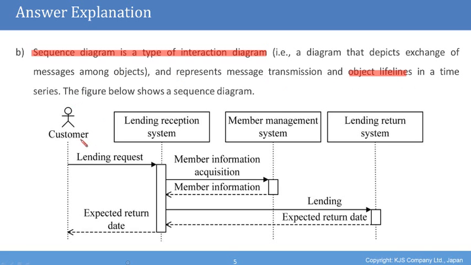You have the customer in the beginning and various stages for the lending reception system, management system for the members, and lending return system. And between them you have the lending request, member information acquisition, member information, lending, expected return date, and the expected return date from the lending reception system.